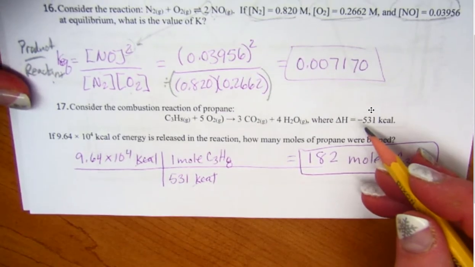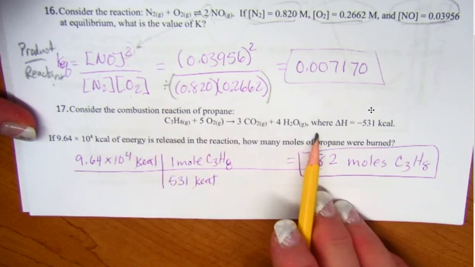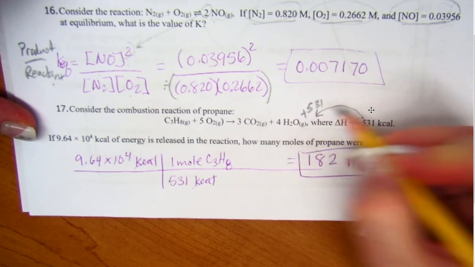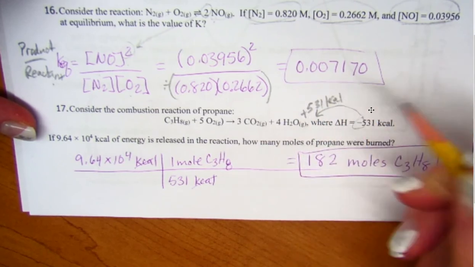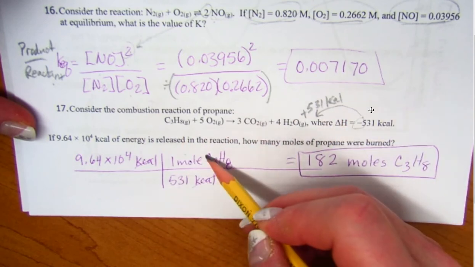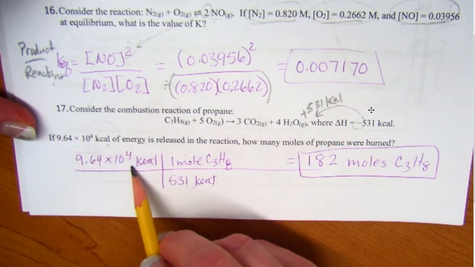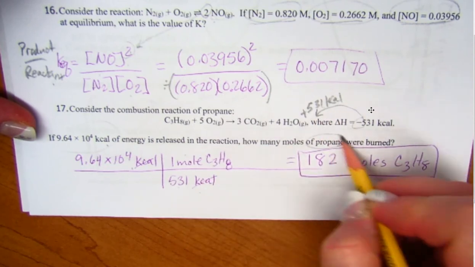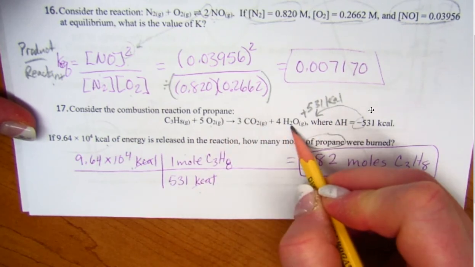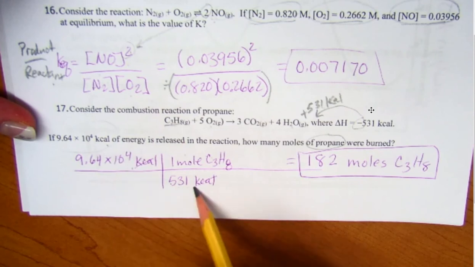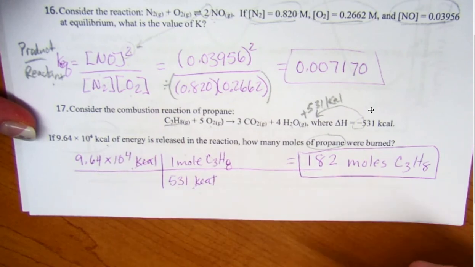All right, number 17. Consider the combustion reaction. Again, this tells me it's going to be on the product side that I'm adding 531 kilocalories. So it's just like it's in my reaction. And because it's in my reaction, I can make a ratio. So I start with the kilocalories they gave me, and then I say divided by the kilocalories, and it wants 1 mole of propane. Well, I know that's oxygen, CO2, water, so this has to be the propane. I put 1 mole of propane on the top. This divided by 531, and I get 182 moles of propane. That's a lot.